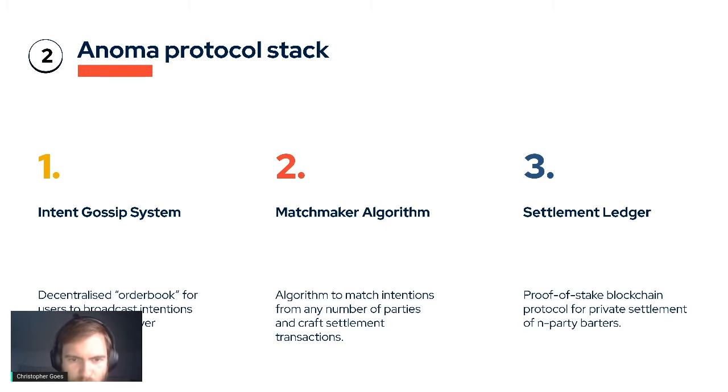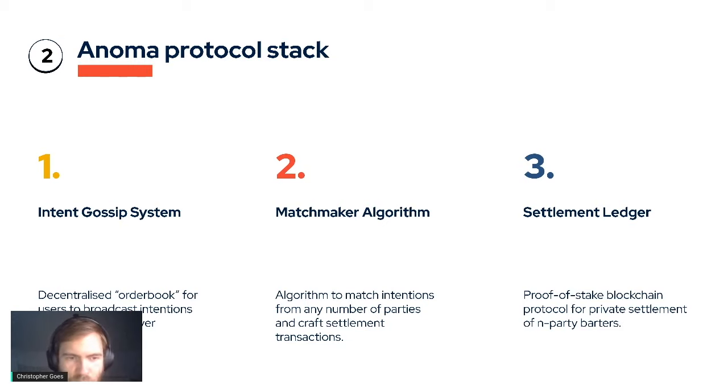So the matchmaker is responsible for finding reassignments of assets that satisfy everyone's preferences or make everyone better off, so to speak. The third component, and the one that you're probably most familiar with, is the settlement ledger or blockchain, which is a custom proof-of-stake blockchain protocol designed for private settlement of these kinds of n-party bartering transactions.